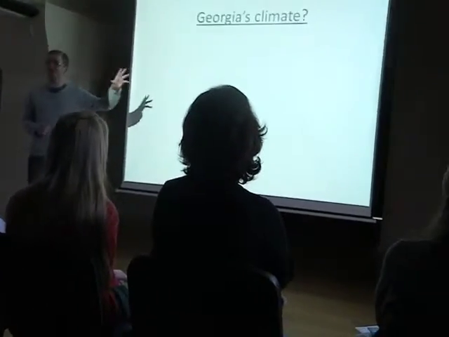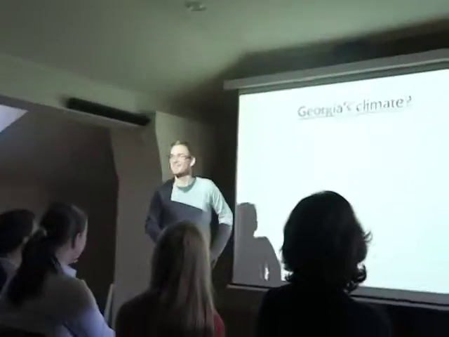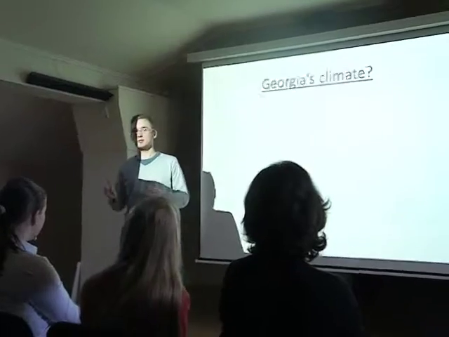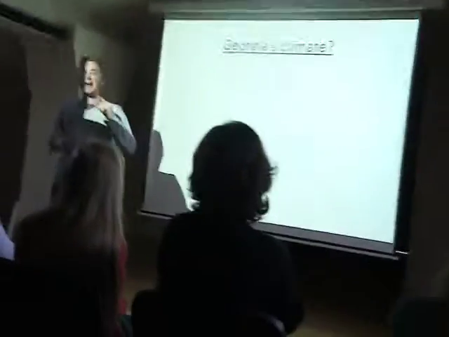Sorry, Dave. My hand is tired. How many types of climate do they have? Well, according to Wikipedia again... What's with the Wikipedia? There are two main types of climate in Georgia: subtropical and alpine.